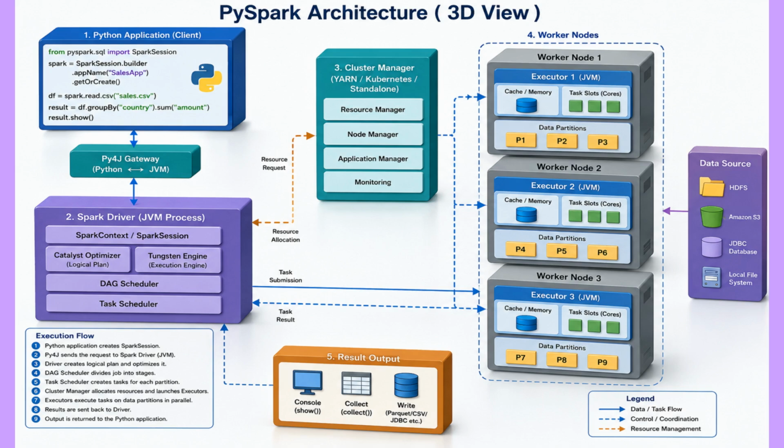Conclusion. To summarize, a PySpark application starts in Python, communicates with Spark through the Py4J Gateway, and sends requests to the Spark driver. The driver creates an optimized execution plan, requests resources from the cluster manager, and launches executors on worker nodes. Data is divided into partitions, tasks are executed in parallel, shuffle operations are performed when necessary, and results are returned to the driver for final output. This distributed architecture enables PySpark to process massive datasets efficiently, making it one of the most powerful frameworks for big data analytics and data engineering.